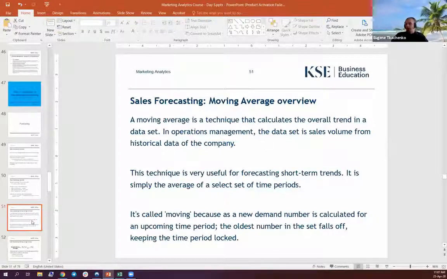So when we are talking about the actual technique we can use in Excel, it's a moving average. The moving average is a technique that calculates the overall trend in a data set. So you may want to use a moving average for forecasting short-term trends, everything which ranges from a couple of months up to 1-2 years maximum, because after that you will need to revise it. And if you're talking about the actual sales, I recommend you revise your report at least quarterly.